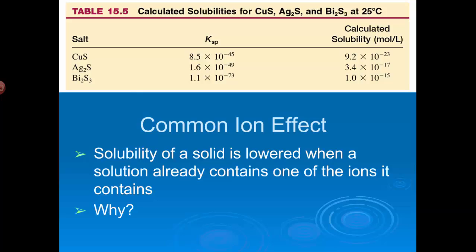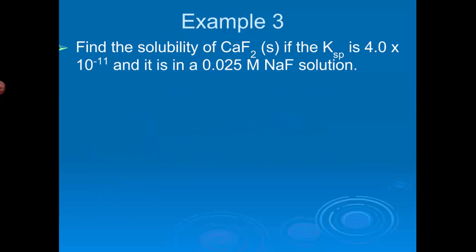Here's an example. We're going to try to dissolve CaF2. We're going to find its solubility if KSP is 4.0 times 10 to the minus 11. And we're going to put this in a solution that already contains some fluoride ions. So it's an equilibrium problem, a common ion problem. That means we need an ICE table.